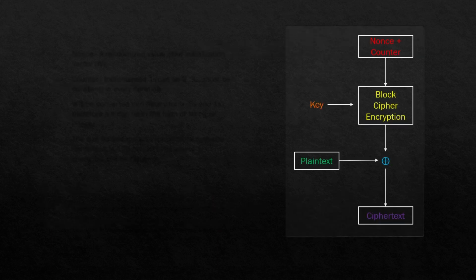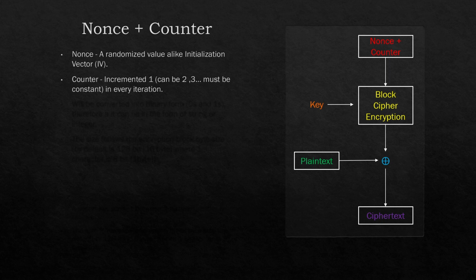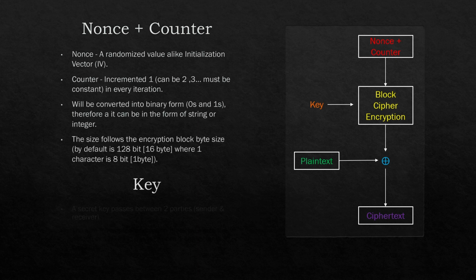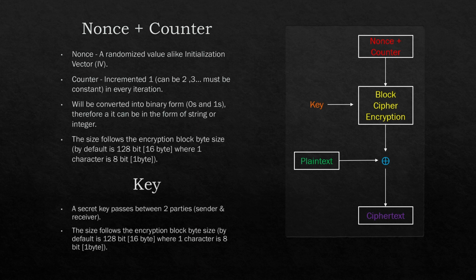This diagram here clearly shows how the encryption process flows. At the top is a nonce combined with a counter. The nonce is a random value, like the initialization vector, IV, that is used in other block cipher modes of operation. The counter is incremented in every iteration by a constant value. As for the key, it is a secret key passed between the sender and receiver. The nonce, counter and key will then be converted into binary form to be encrypted using block cipher.